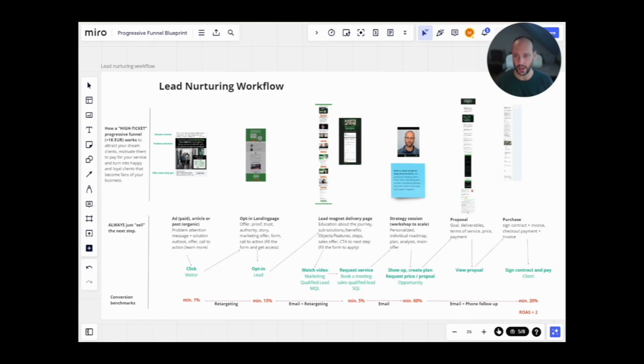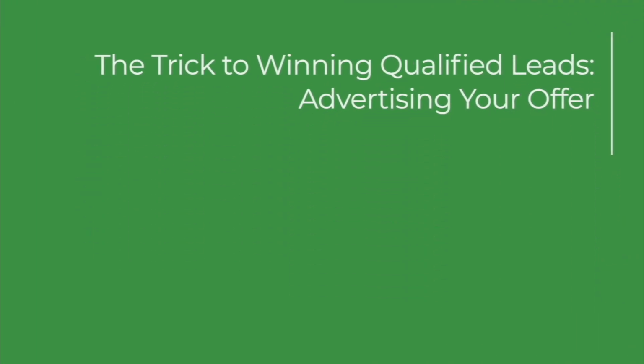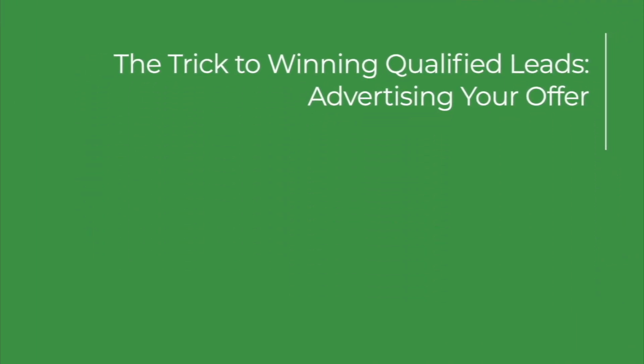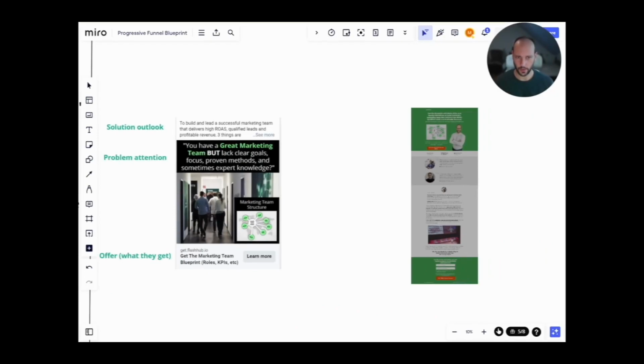Let's have a look at an ad that advertises an offer. For example, look at these two assets. The left one is an ad that worked very well for me when it comes to attracting marketing team leaders that want to improve the productivity and efficiency of their marketing team. So here I started with a solution and a problem. So this is the problem.